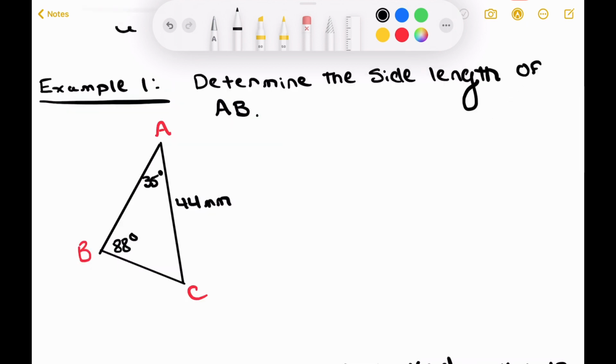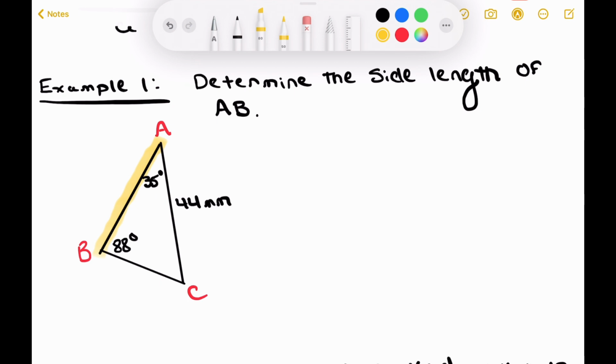So when we take a look at example 1 here, it says determine the side length of AB. So the side length of AB is actually just denoted by the length that is between A and B. That should be pretty straightforward. Anytime we see two letters next to each other like that, it's always going to be the line that connects those 2 points, or those 2 vertices.